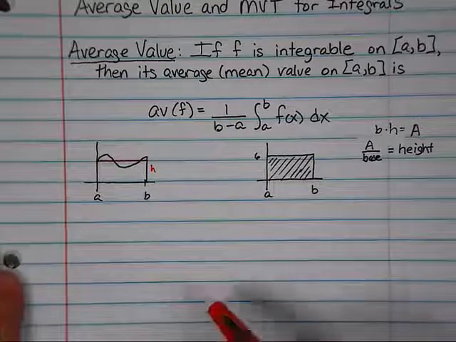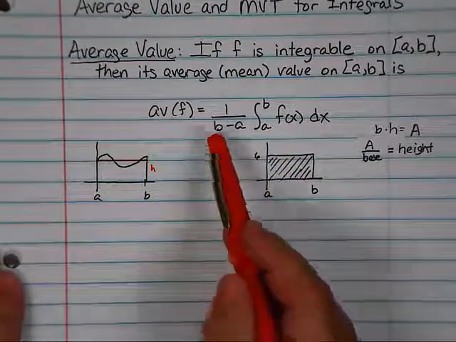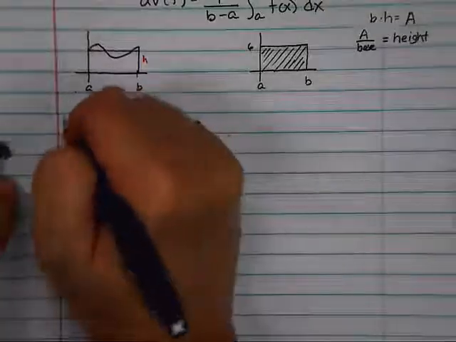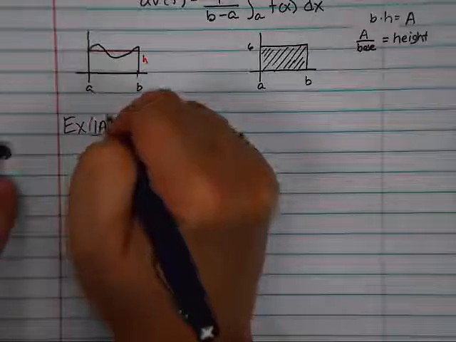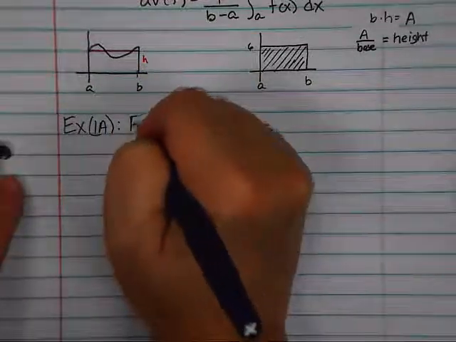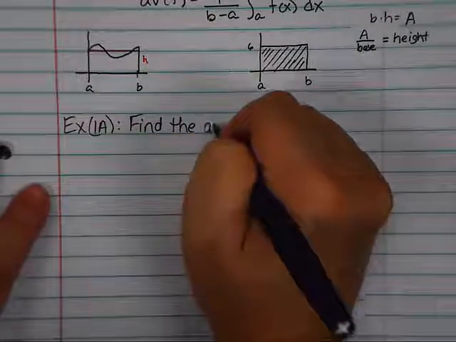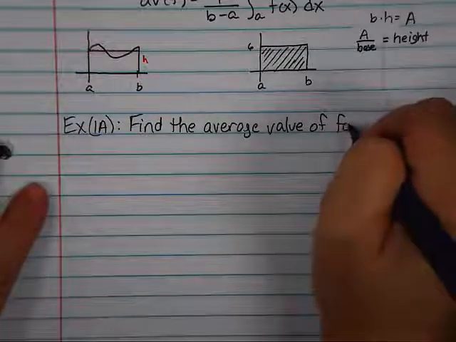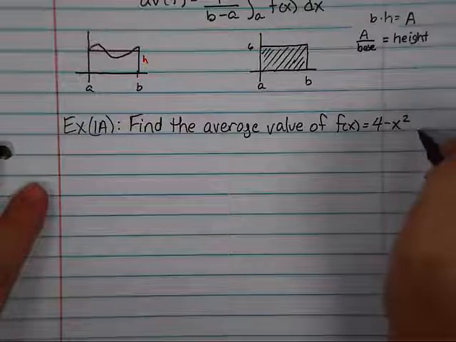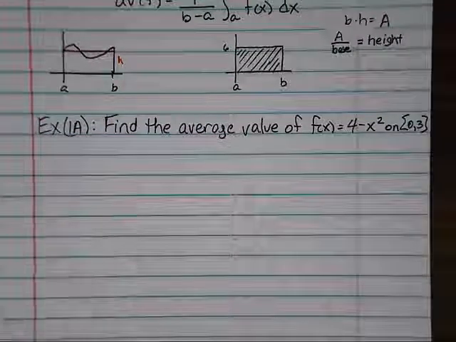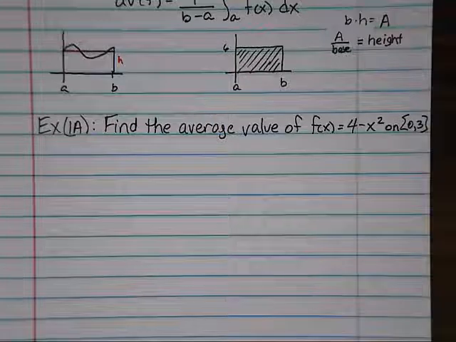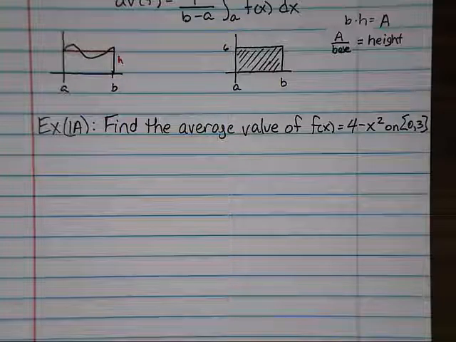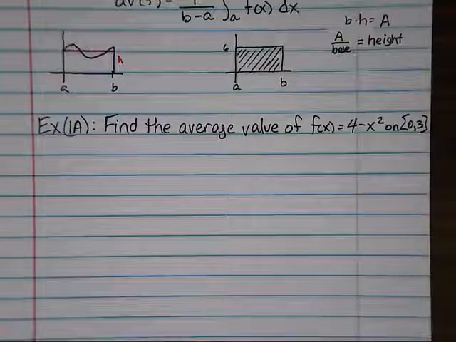Okay, now what we're going to do is actually do the math. We're going to take a problem and find its average value, and we're going to look at it on the calculator as well. So please write this down. Example 1A. Find the average value of f of x equals 4 minus x squared on the closed interval from 0 to 3.